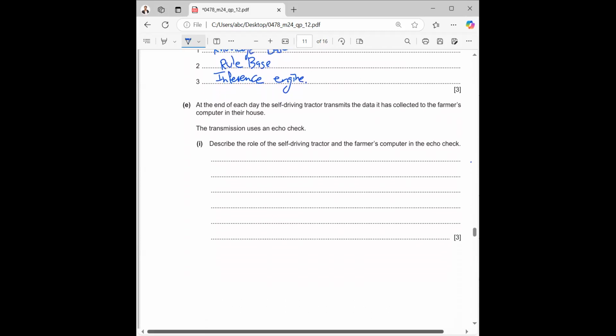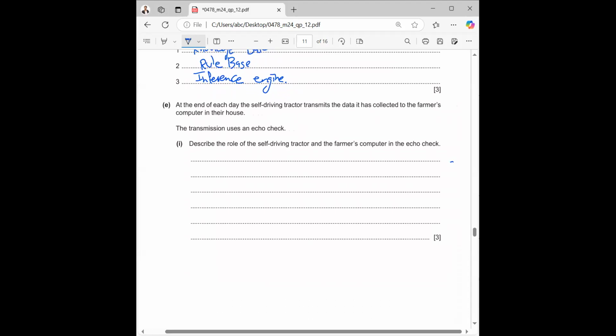Then you have the E part. The E part says that at the end of each day, the self-driving tractor transmits the data it has collected to the farmer's computer in their house. The transmission uses an echo check. Describe the role of the echo check and the farmer's computer in the echo check. We discussed this as an example of data transmission, but they have mixed the question from chapter 2 and chapter 6, but the concept is the same.